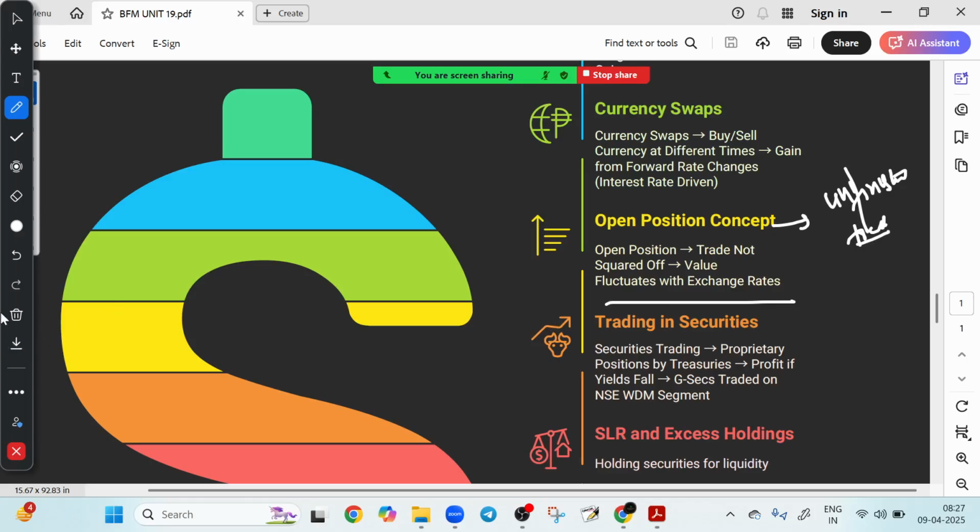Then if we talk about trading in securities, here you can see trading in securities. What does it mean? When treasury trades securities, it is often to profit from the yield chain, right?